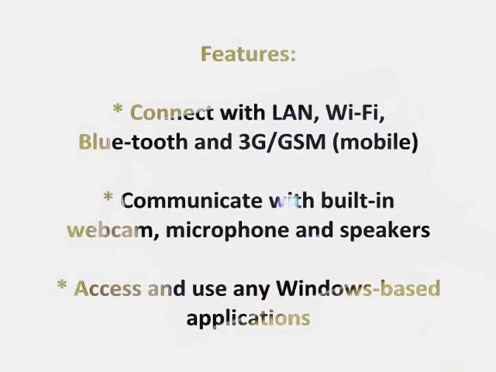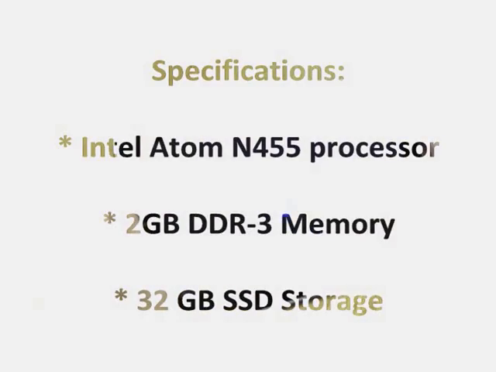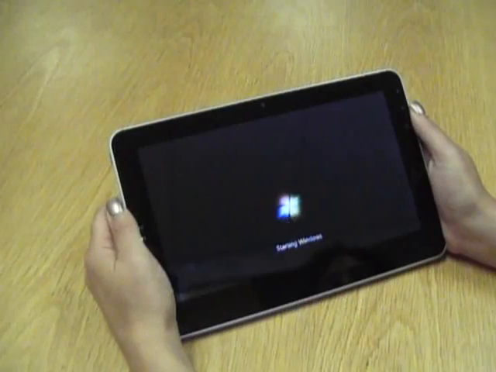MD-1001 features include connectivity through LAN, Wi-Fi, Bluetooth, and 3G GSM mobile. It has the ability to communicate using a built-in webcam, microphone, and speakers, and the ability to access and use any Windows-based applications on the device. MD-1001 specifications include an Intel Atom N455 processor, 2 GB DDR3 memory, and a 32 GB solid-state drive for storage.